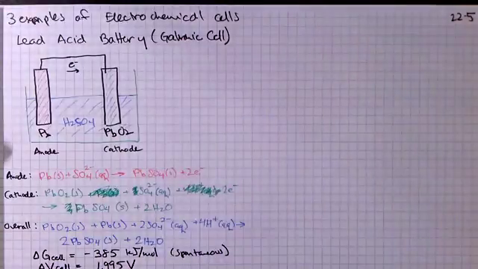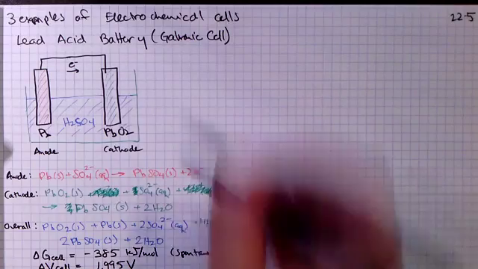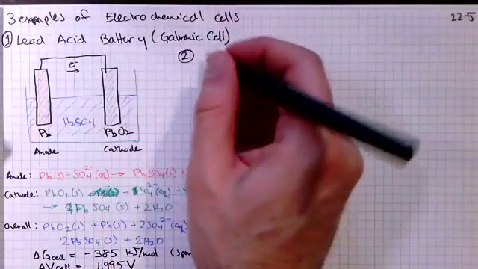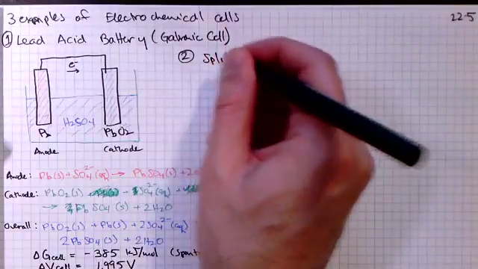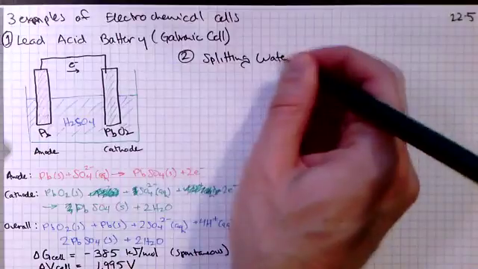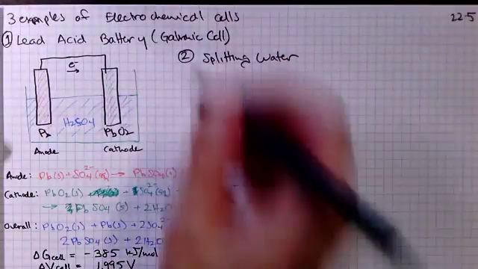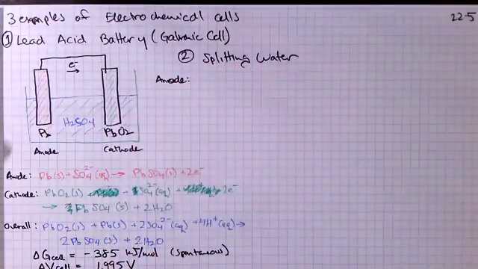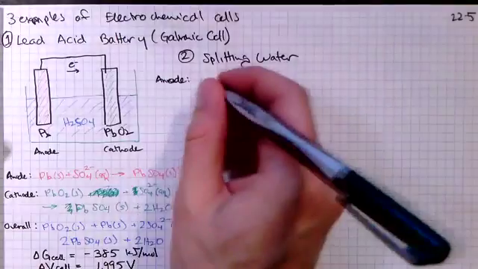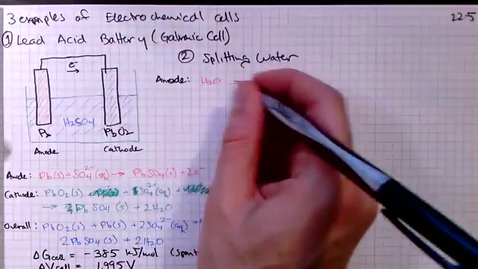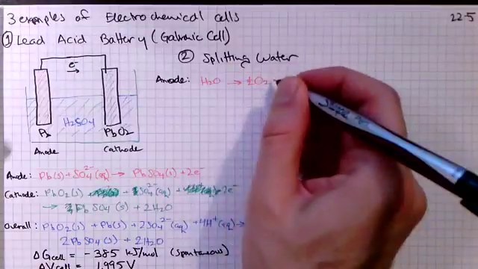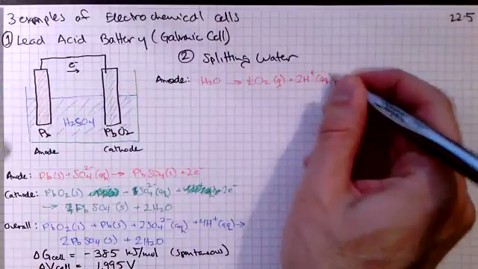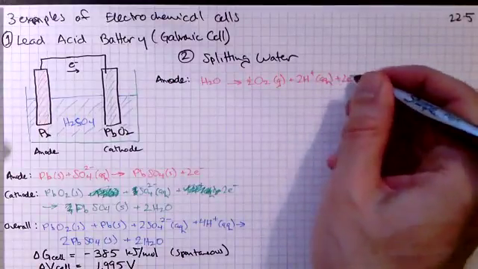So we could make similar, so this is 1. 2 is going to be splitting water. So here we're going to put at the anode a reaction where we take water and convert it to a half O2, which is a gas, plus 2H plus, which will dissolve aqueously in solution, plus 2 electrons.